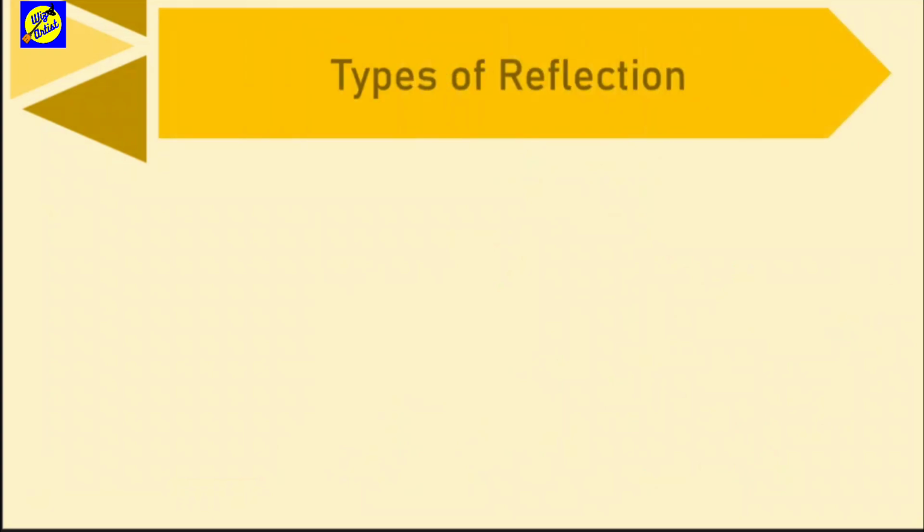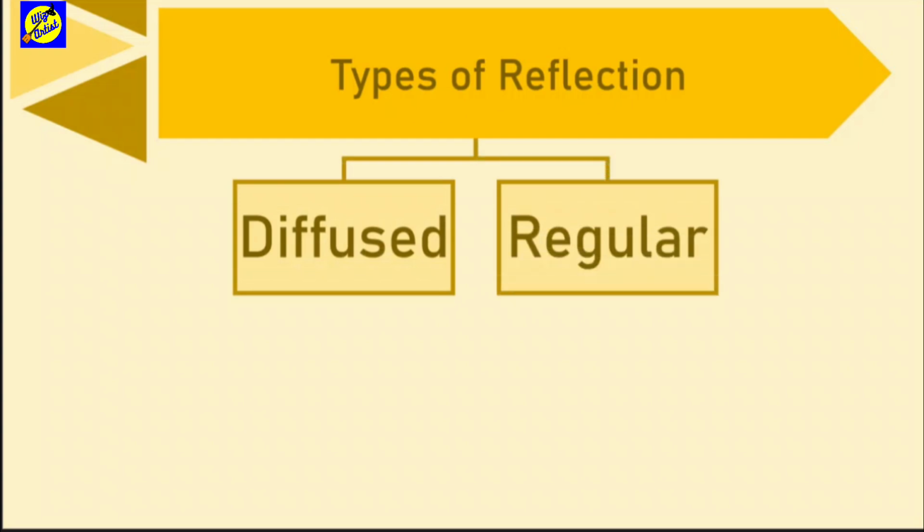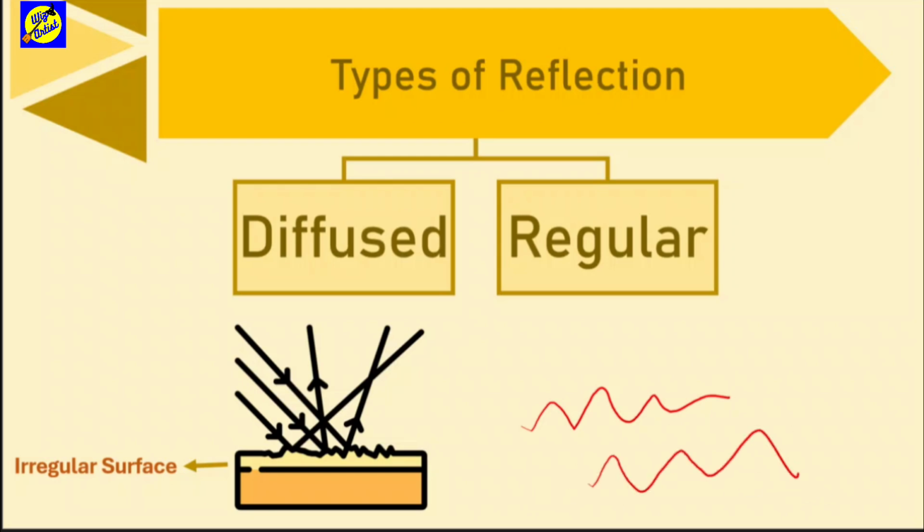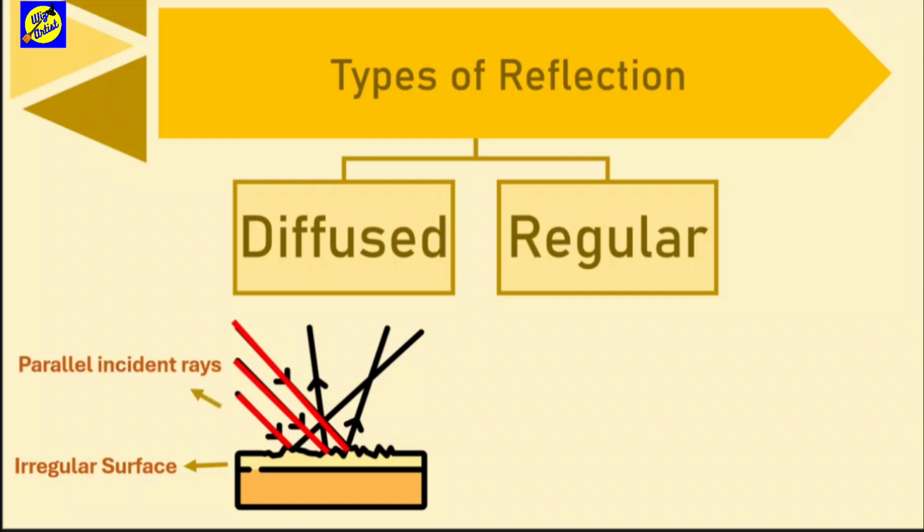Next, we have the types of reflection, which are diffused and regular reflection. In diffused reflection, the surface through which light is reflected is irregular. Irregular means up and down. It's not like this, straight, simple, smooth. Instead, it is up and down, bouncy, bumpy. All in all, not regular. So in this case, the incident rays are parallel, but the reflected ones are not parallel. Parallel incident rays, but the reflected rays are not parallel.